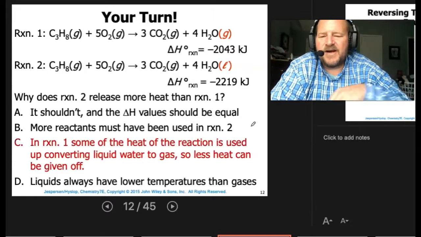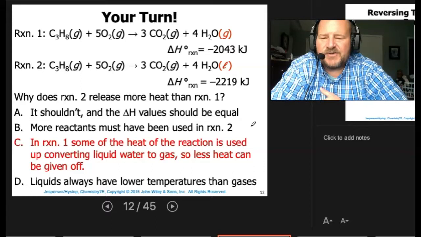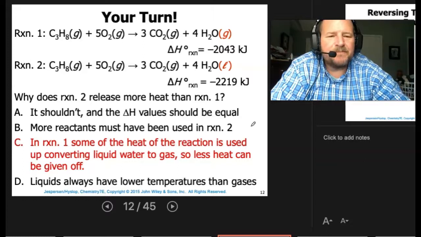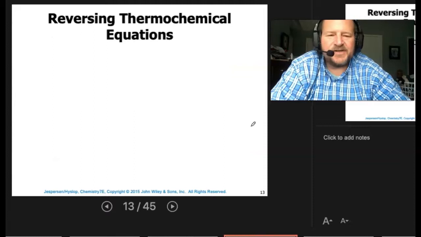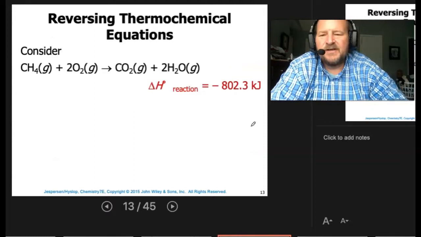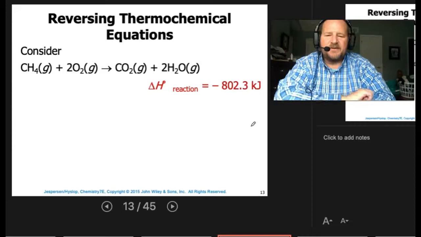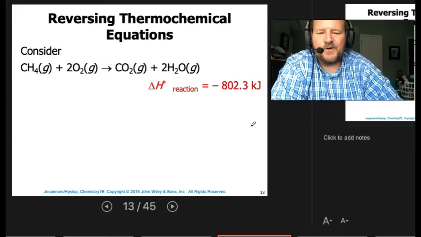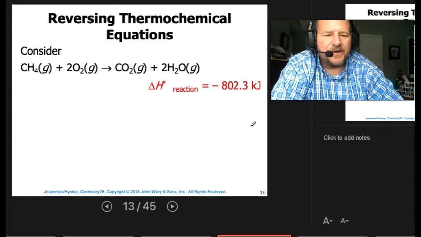And hopefully you said in reaction 1, some of the heat of the reaction is used to convert liquid water to gas, so less heat can be given off. Okay. All right. The next thing we're going to look at then is reversing thermochemical reactions. So we've already said that if I take methane, I mix it with oxygen to produce gaseous water, that's going to be negative 802.3.